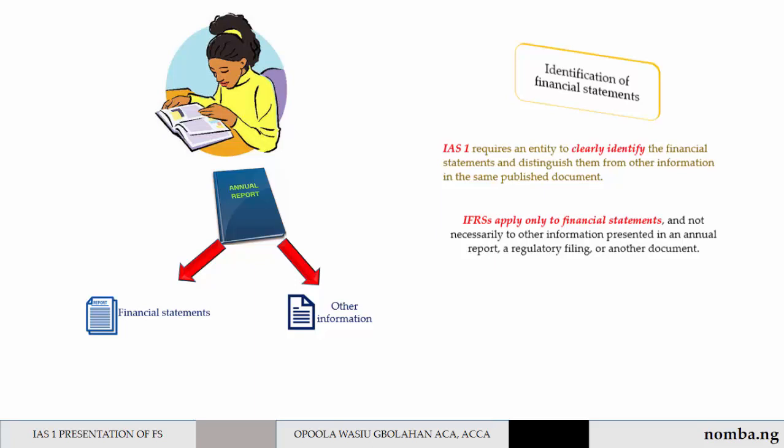But our concern here is that you must present the financial statement in a way that users can easily distinguish the financial statement that is prepared in accordance with IFRS from other information that is presented in the financial statement. In addition, an entity shall display the following information prominently and repeat it when necessary for the information presented to be understandable. 1. The name of the reporting entity or other means of identification and any change in that information from the end of the preceding reporting period.